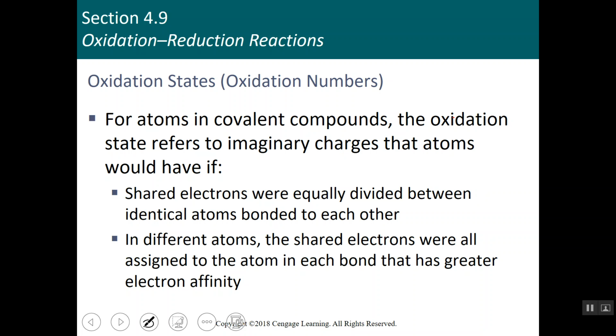But for atoms in a covalent compound, the oxidation state refers to that imaginary charge the atoms would have if the shared electrons were equally divided between identical atoms bonded to each other. So, for example, if we had O2, the electrons should be the same on this oxygen as they are on this oxygen. In different atoms, the shared electrons are all assigned to the atom in each bond that has a greater electron affinity. And so, for example, in a metal-nonmetal compound, or even hydrogen fluoride, where fluorine's more electronegative, the extra electrons would go towards the fluoride ion instead of the hydrogen ion.